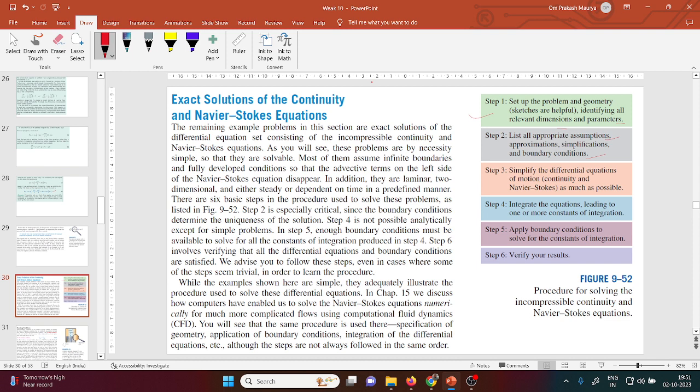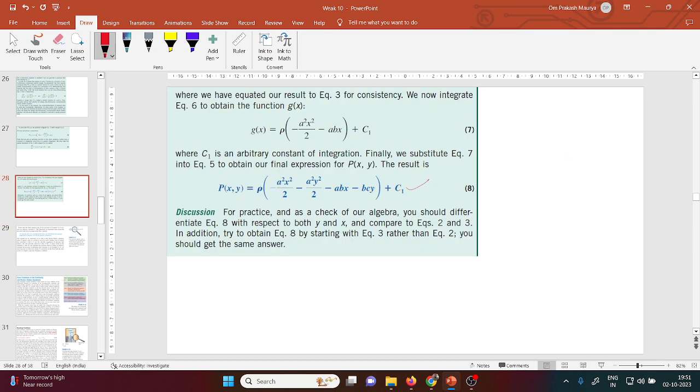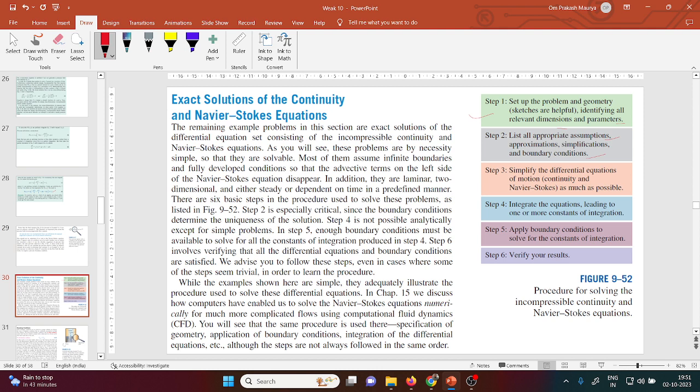Step 4: integrate the equations, leading to one or more constants of integration, like C1 in the previous question. Then apply the boundary conditions to solve for the constants of integration. From mathematics, you all know how to calculate the constant values. Then apply the boundary conditions and verify the result with experimental data.